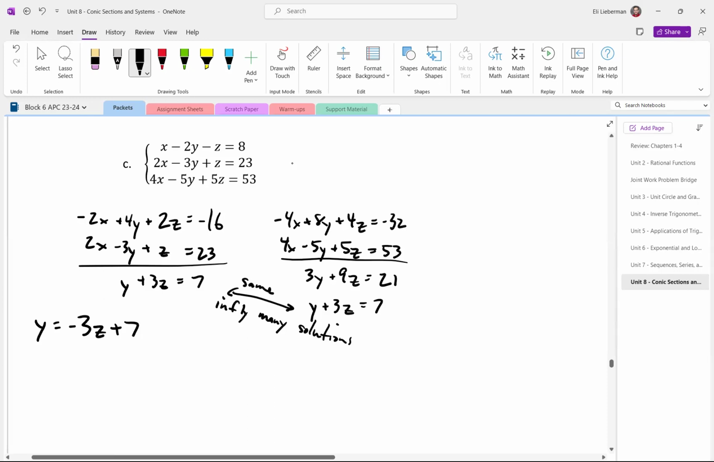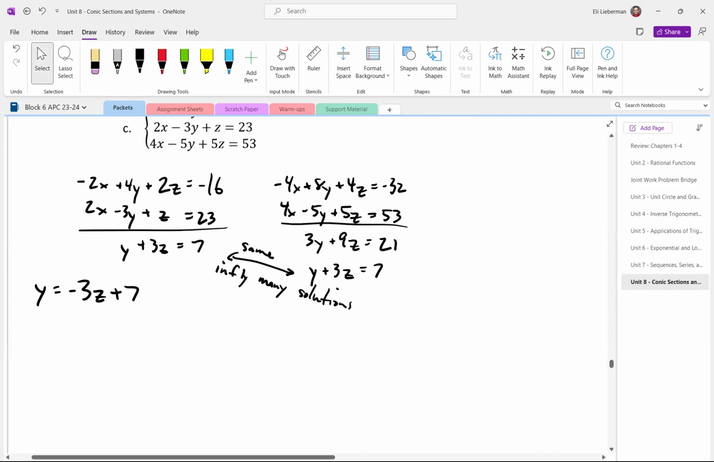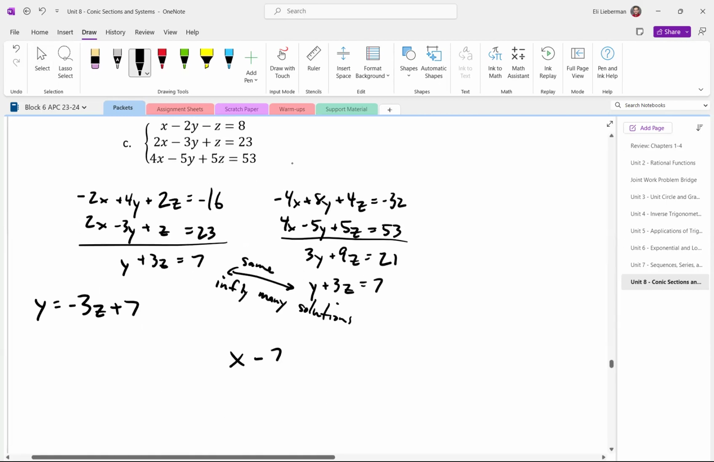Now remember, our goal is to eventually have an expression for x in terms of z. So I'm going to use the first equation and rewrite it instead of using y. And this is going to be some work on this side. x minus 2 times negative 3z plus 7 minus z equals 8. If you want to copy, I'm going to do some work here.